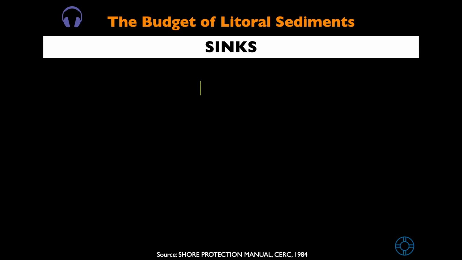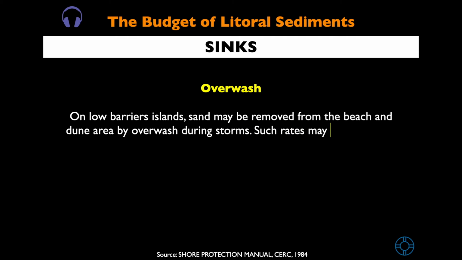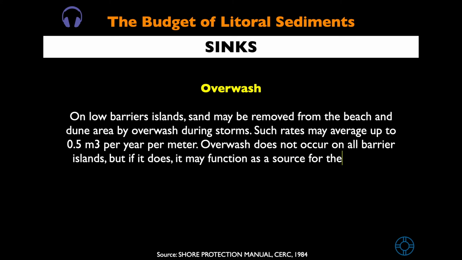Another thing is the overwash. On low barrier islands or barrier beaches, sand may be removed from the beach and dune area by overwashing during storms. Such rates may average up to 0.5 cubic meters per year per meter. Overwash does not occur on all barrier islands, but if it does, it may function as a source for the beach on the lagoon side.